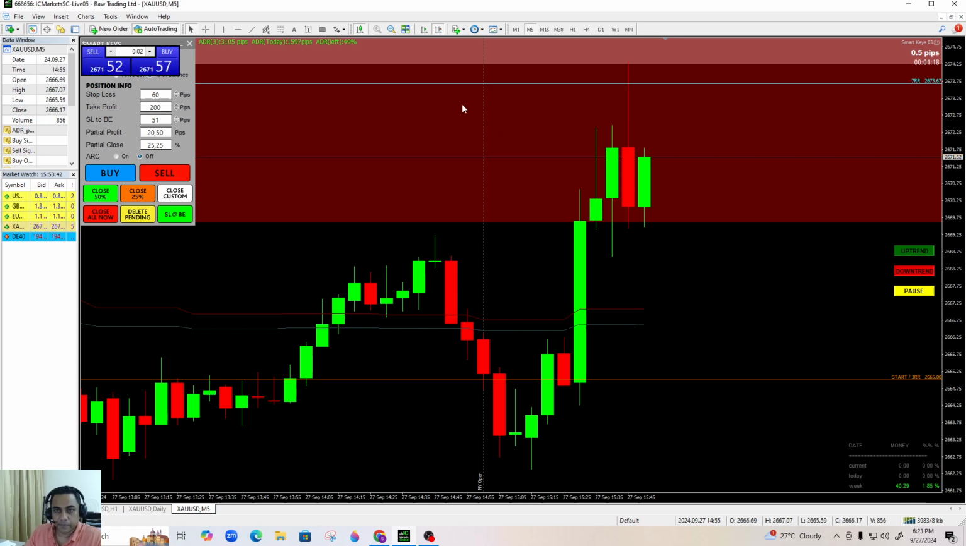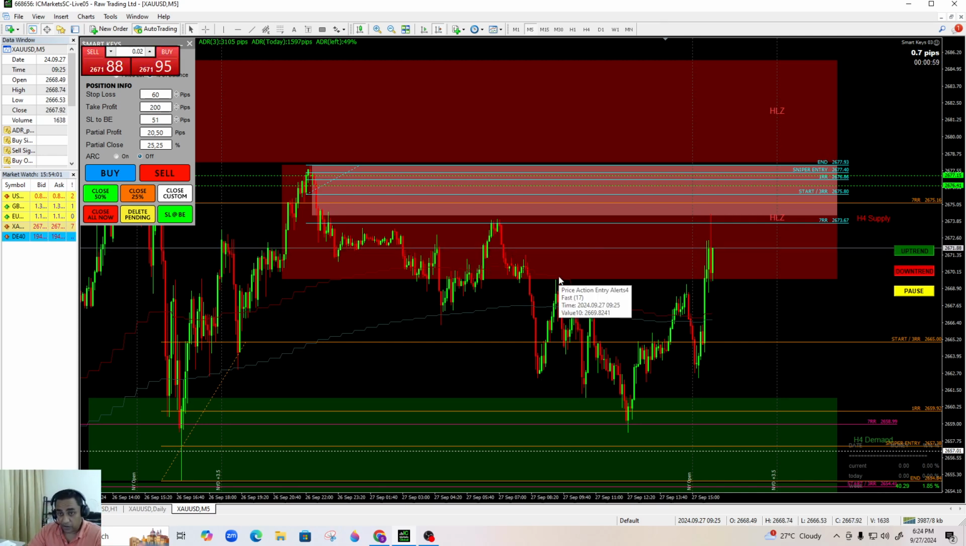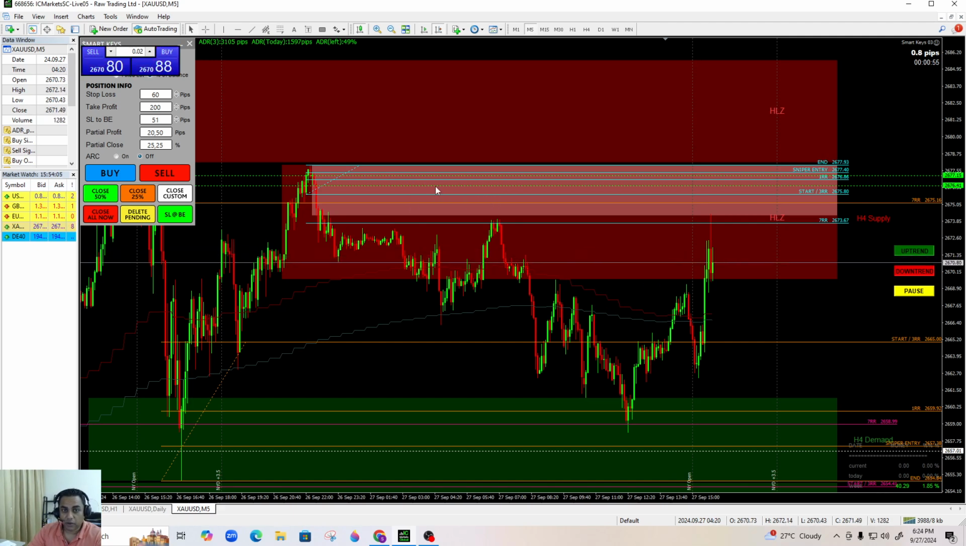If we can get there, that's in that zone, in this red zone, this dark red box. That's the area. That's the extreme. That's the area I would like to take a trade. If I had a gun to my head, that's where I would like to take a trade. That's where I would take a trade.